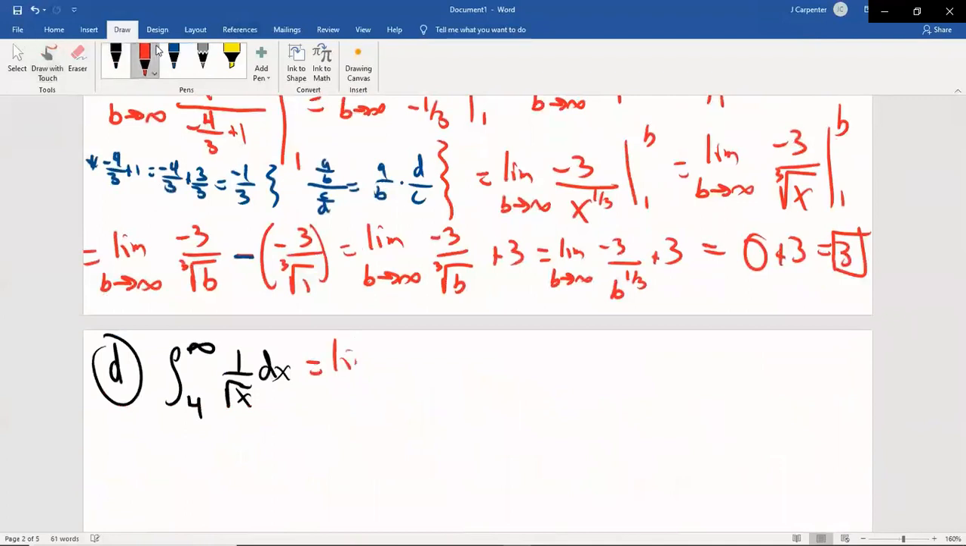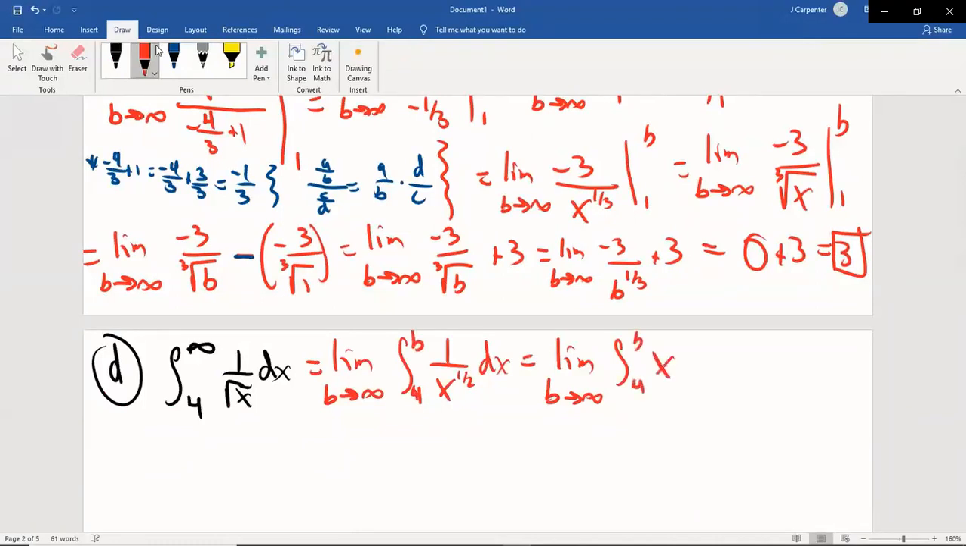We know we've got to do a limit as b goes to infinity from 4 to b, and that's going to be 1 over x to the 1/2 dx, which is the limit as b goes to infinity of the integral from 4 to b of x to the negative 1/2. Then we can integrate it. Leave the limit. You've got to leave that limit for a long time.